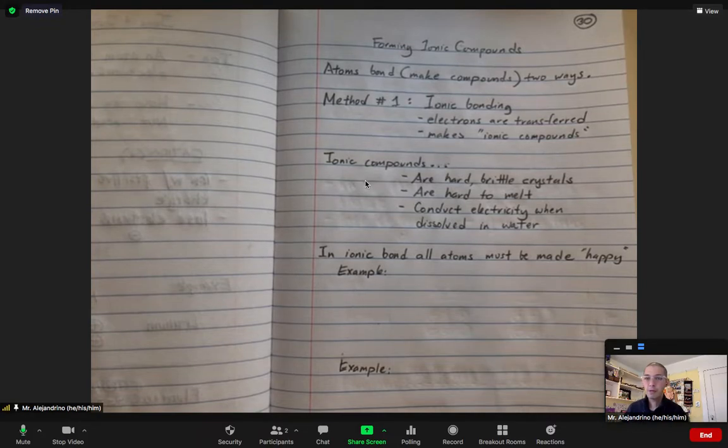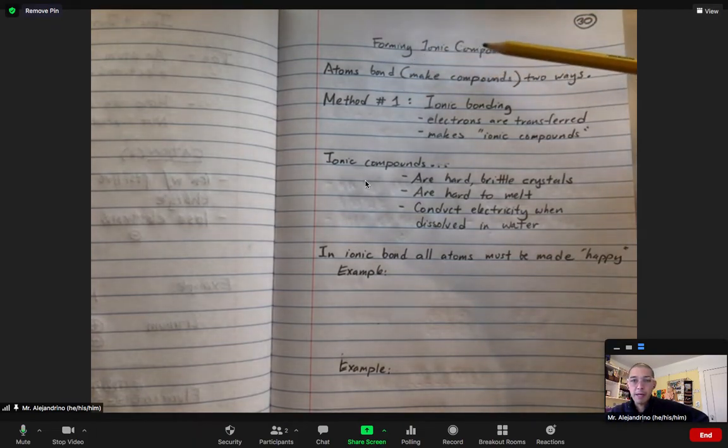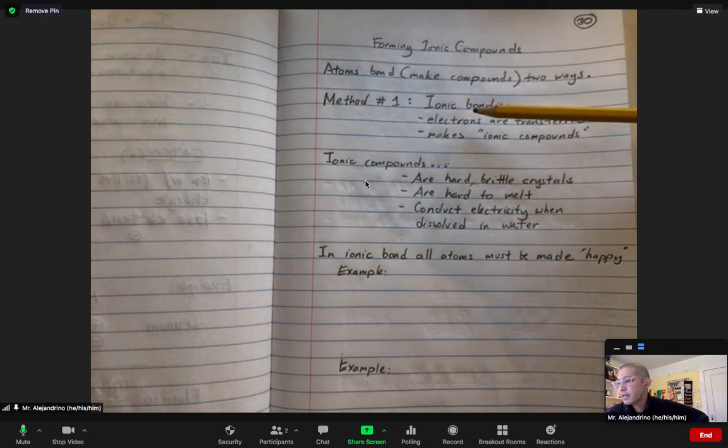Okay, so now you've hopefully unpaused it, and you can see that, as we'll talk about, atoms, when they make compounds, can do it in two ways. The first way, which we're talking about today, is called ionic bonding. Now, you've already seen this in action before, and the idea is that an electron gets transferred from one atom to the other to make them both happy.